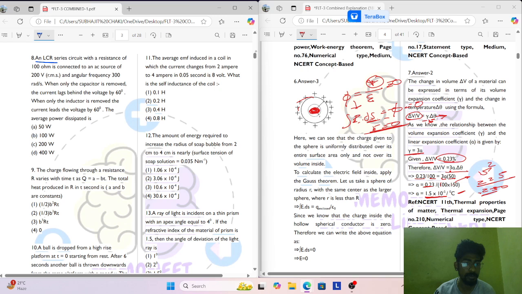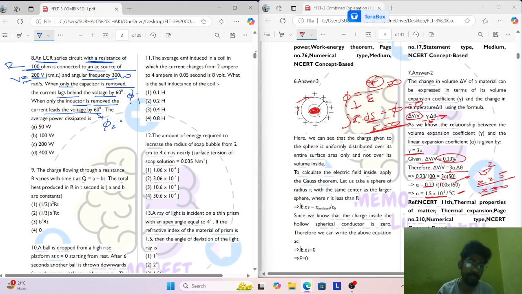An LCR circuit with a resistance of 100 ohm R is given, connected to an AC source of 200 volt. V RMS is given. Angular frequency omega is given. When only the capacitor is removed, the current lags the voltage by 60 degrees. Theta, or phi, is given. When only the inductor is removed, the current leads by 60 degrees. Okay, phi 1 and phi 2 are given. There are two cases given.